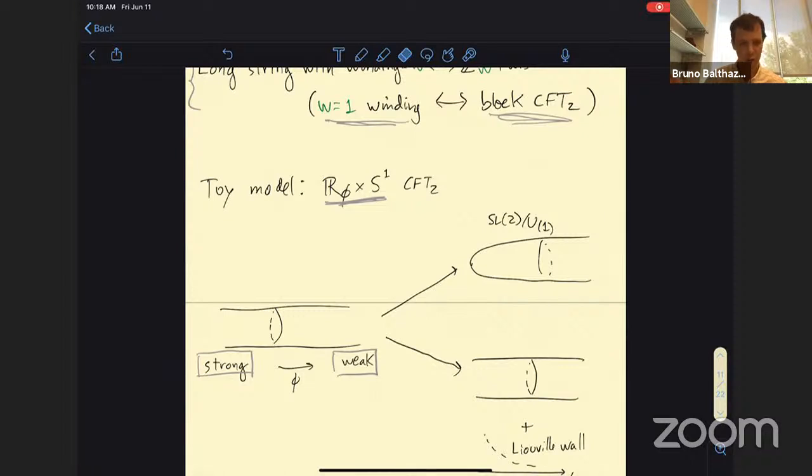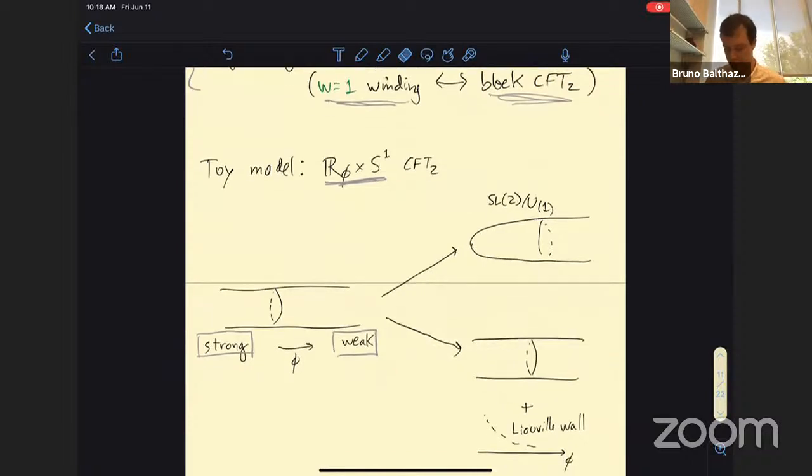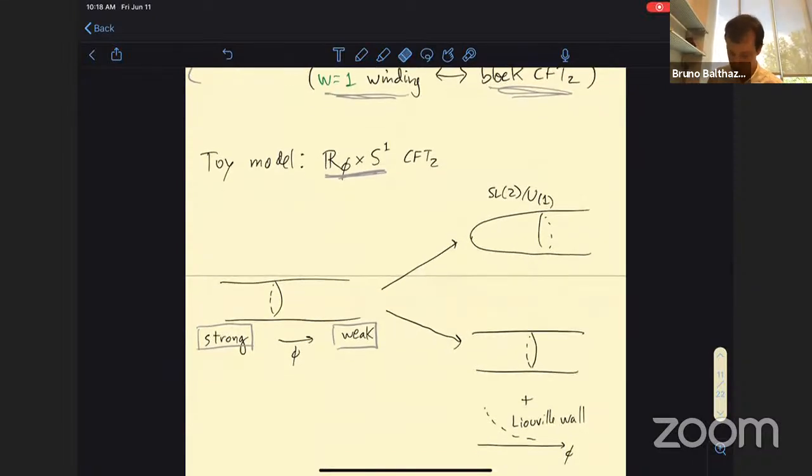And of course, you want to cut off the strong coupling region so that you have a well-defined CFT. And there are different ways of doing it. So for example, you can add a cigar deformation that essentially changes the topology of this cylinder and turns the system into a cigar, or the SL2 mod U1 model, like in the picture above, so that you don't ever reach the region of infinite string coupling.